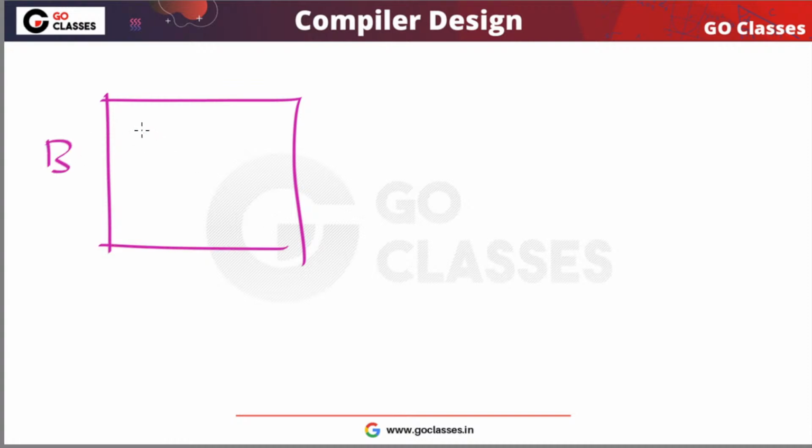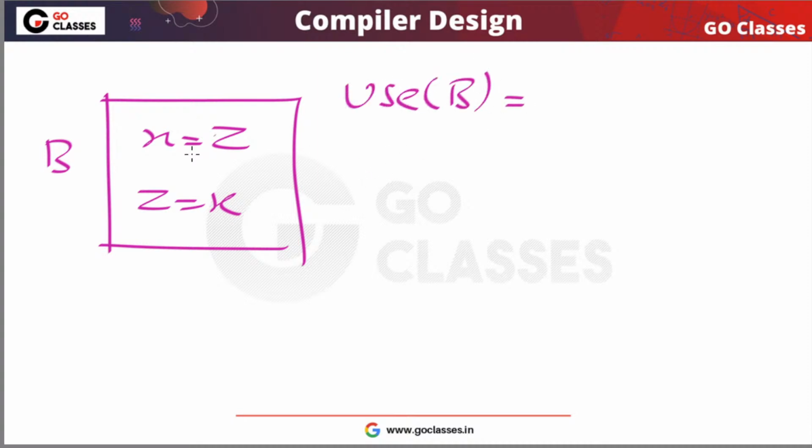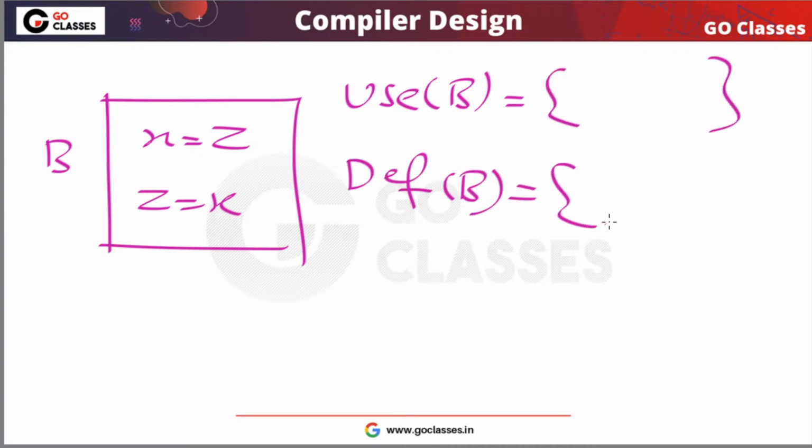If this is your basic block, x equal to z, z equal to x, tell me what is use of B. In this basic block, what are the variables we are using and what are the variables we are defining? The variable we are using is z, and the variables we are defining are x comma z.